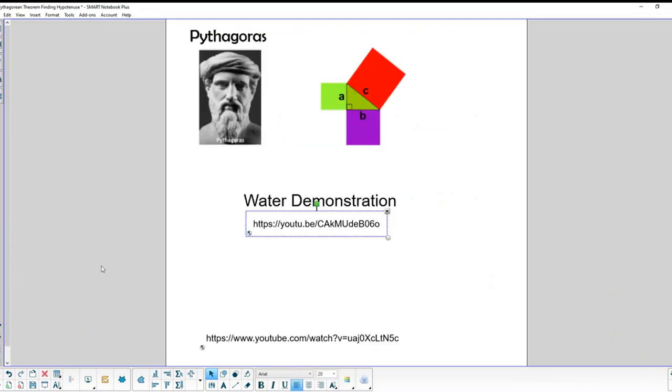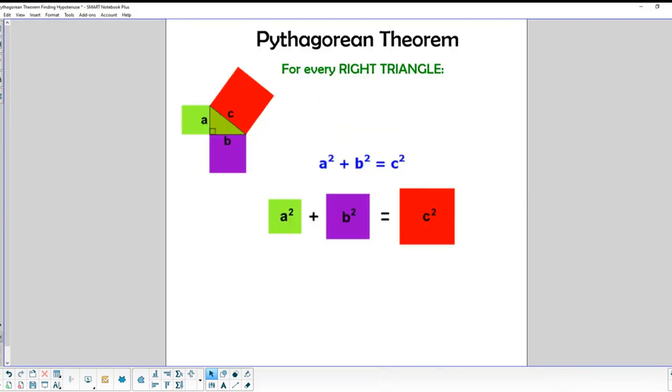Now I've got a little demonstration I'm going to show you. This is just a little video on YouTube that shows how this works using a creative little device. So take a look at this. Okay, so here's the formula, and this is kind of a graphic way of showing what you saw in the video: a squared is literally the area of that square, and b squared is the area of this square. Add those two together and you get the same area as c squared.